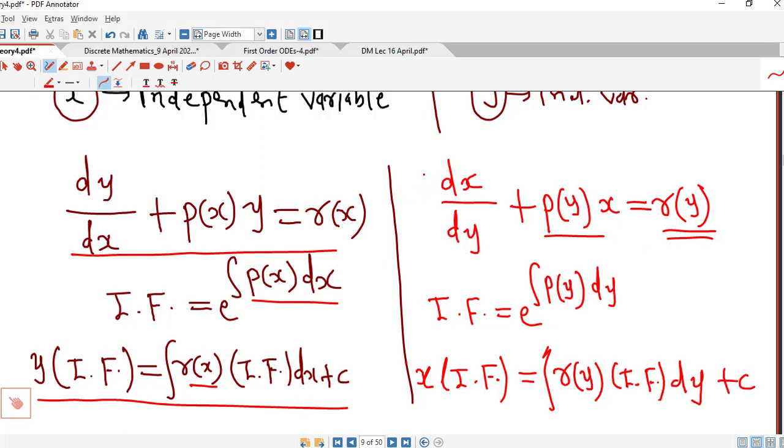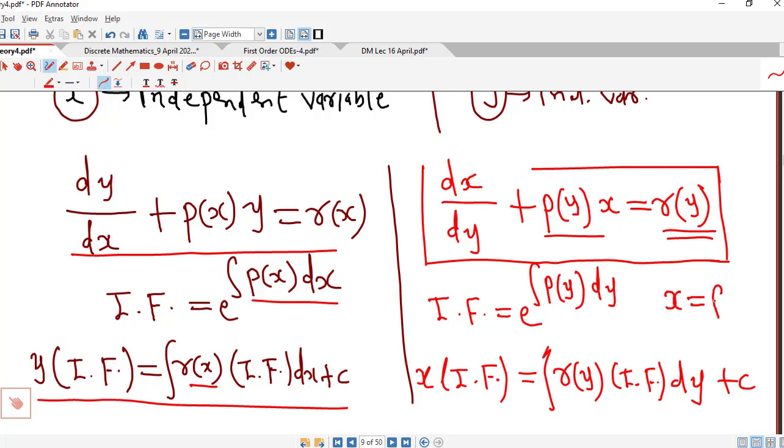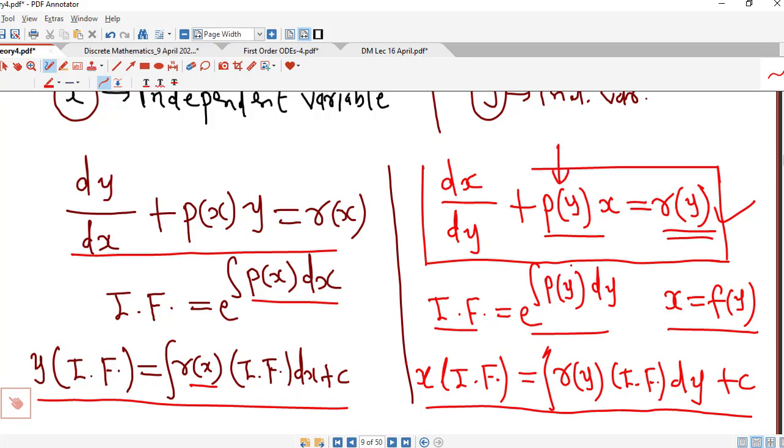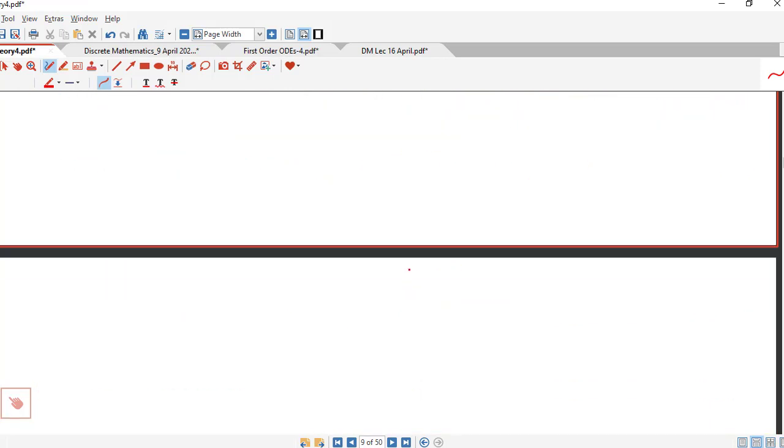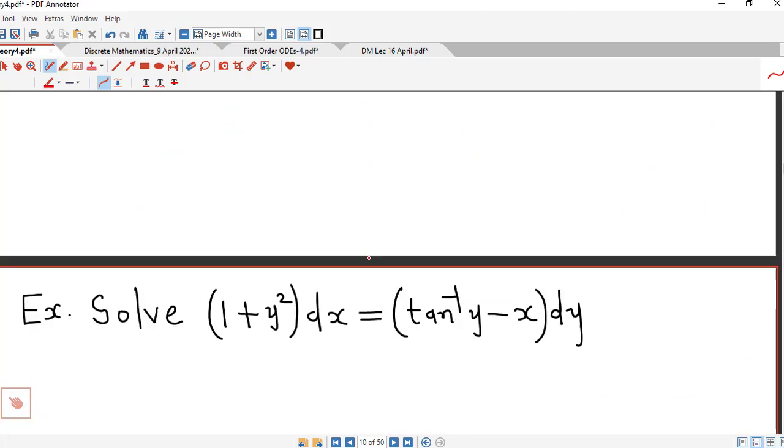So in this lecture we will see differential equations which can be written in this form, that is, differential equations which are linear if we consider x as the dependent variable. If it is in this form, then we will solve them using this general solution formula, where the integrating factor is given by e to the power integral of p(y) with respect to y. We will understand this with the help of examples.